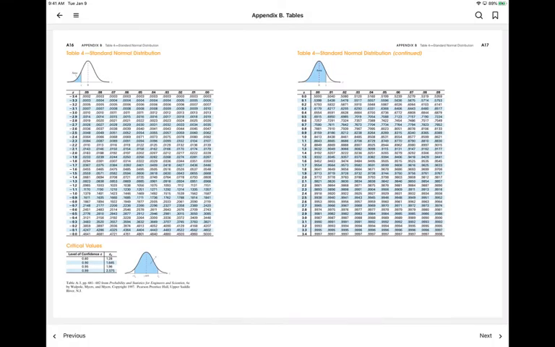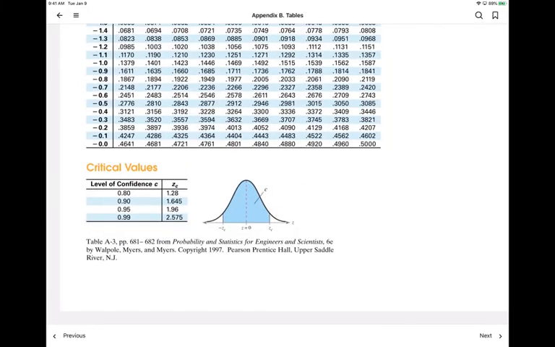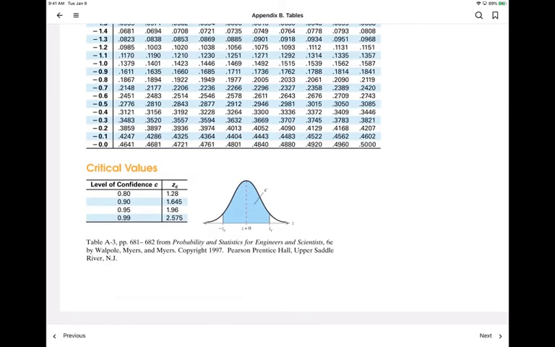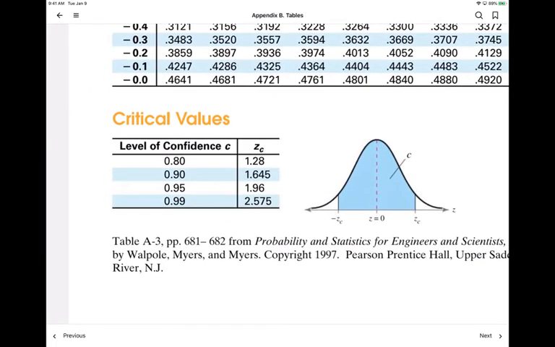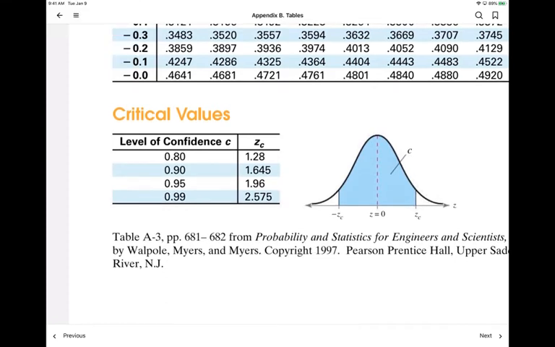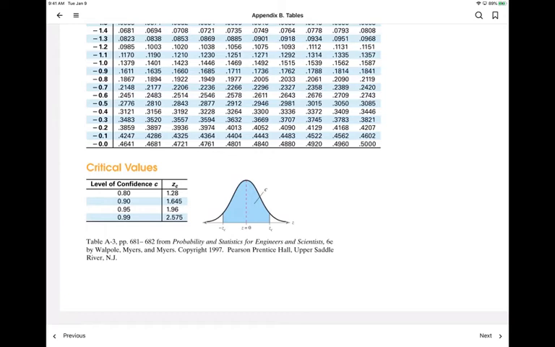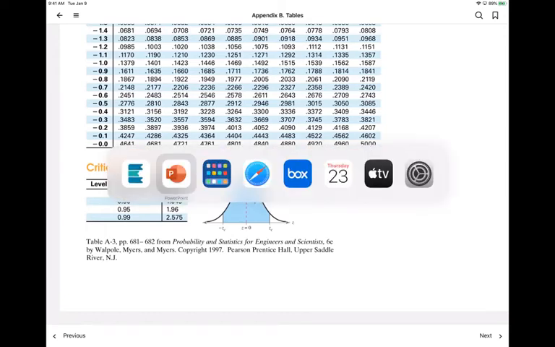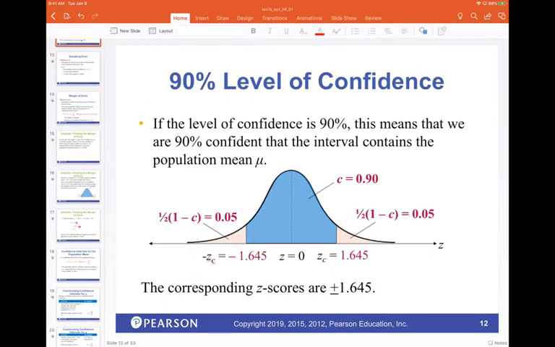So let's see, it should pop up, right? This is table 4 in appendix B in the back of our text, and we have this here for confidence interval. So for instance, if we want a confidence interval of 90%, then the z-score is going to be plus or minus 1.645. If we want a 95% confidence interval, the z-score needs to be plus or minus 1.96, and so on and so on. All right. So we will use that chart to determine the corresponding z-score for whatever confidence interval we would have.